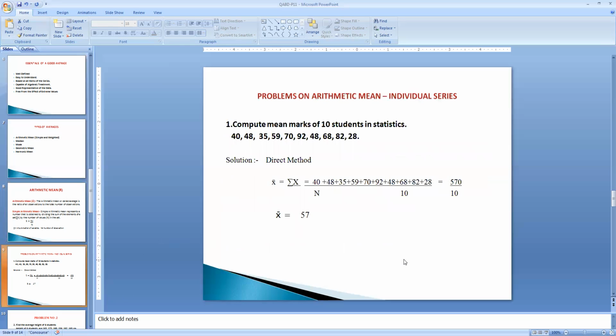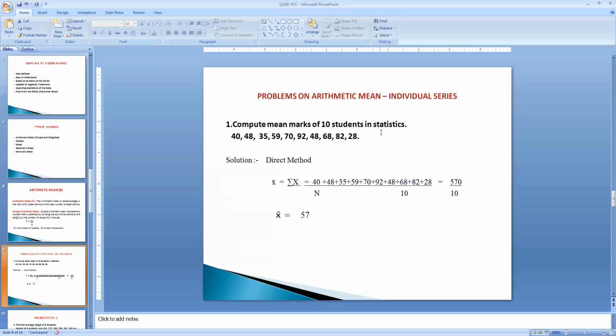Let us see some problems on how to calculate the arithmetic mean in an individual series. These are the data given here. Compute the mean marks of 10 students in statistics. Here we have to calculate the average marks of the 10 students. This is the information: marks secured by the 10 students in statistics. The first student has scored 40, second 48, third 35, then 59, 17, 92, 48, 68, 82 and 28. These are all the variables given in the question.